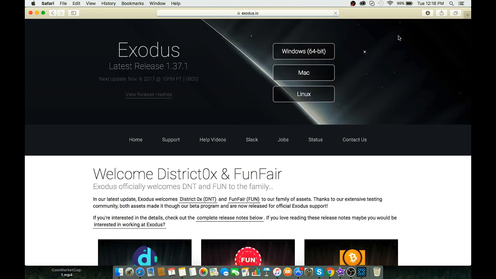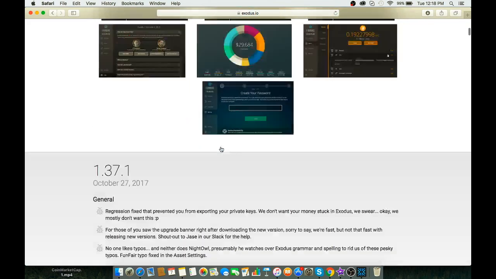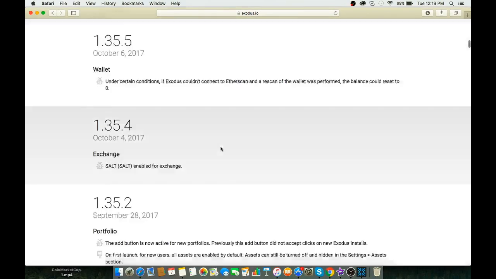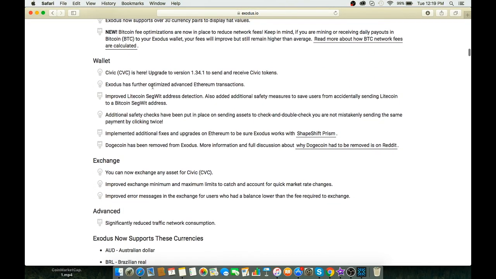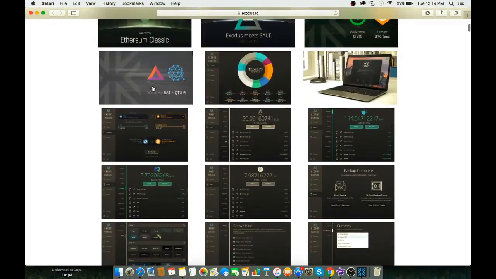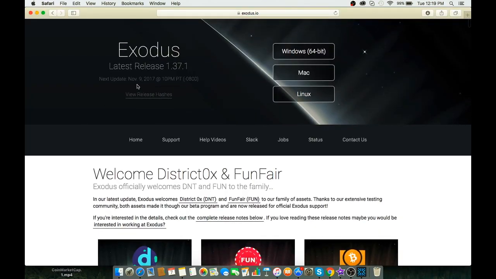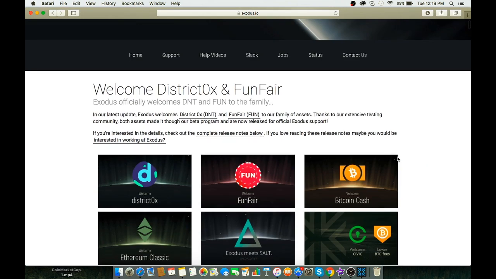So you go here to download, and you'll see the latest release is 1.37.1. They show you on the bottom of this all the different updates that have happened, what has been changed, when the coins have been added. And they update this pretty frequently. Today is November 7th, and the next update is November 9th, 2017. So it'll be updating here in 2 days. But you would just click here to download, whatever operating system you're using. You'd click here to download that.